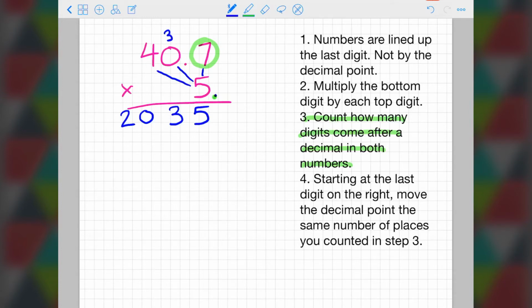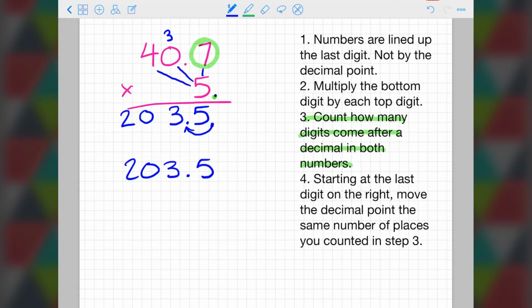Now on step 4, starting from the last digit on the right. On this right side right here, that's where the decimal is when I can't see it. We're going to move that decimal point the same number of places we counted in step 3, which is just 1. So we move it in 1 place, and it goes right here. So our answer is 203 and 5 tenths.